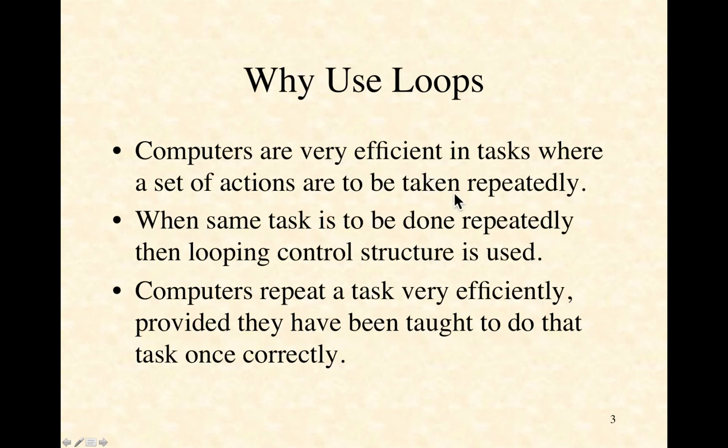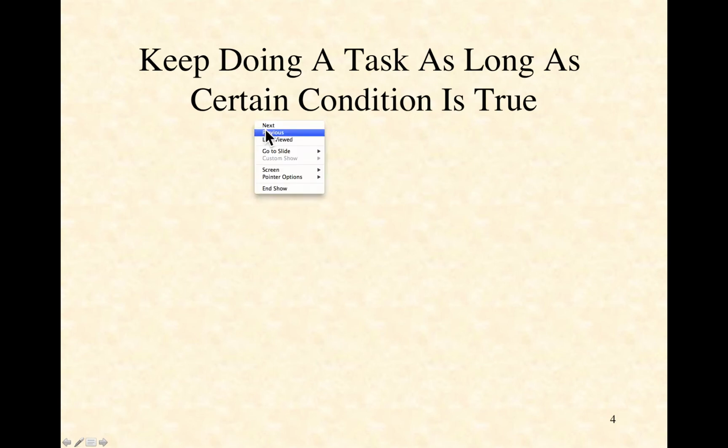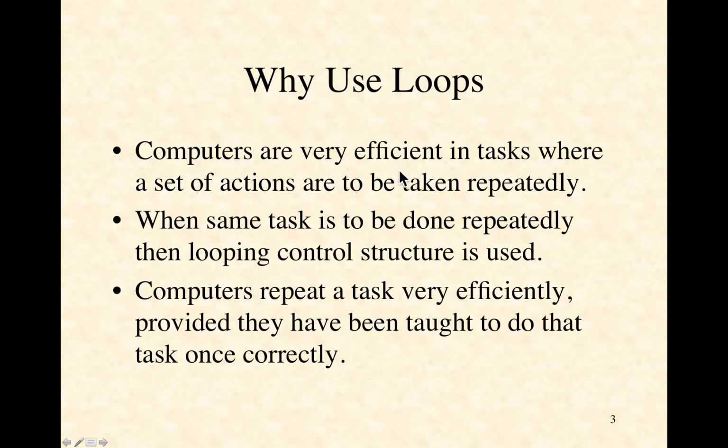So why use loops? Well, computers are very efficient in tasks where a set of actions are to be taken repeatedly. Efficiency is where computers shine. So when some task is to be done repeatedly, then the looping control structure is used. As you know from the past, if a selection had to be made between one or more choices, then we use the if and else. But if we need to just repeat certain tasks, then we use something called the looping control structure.